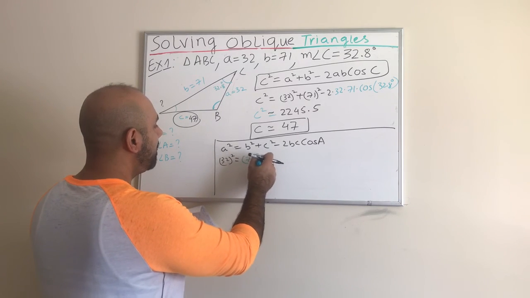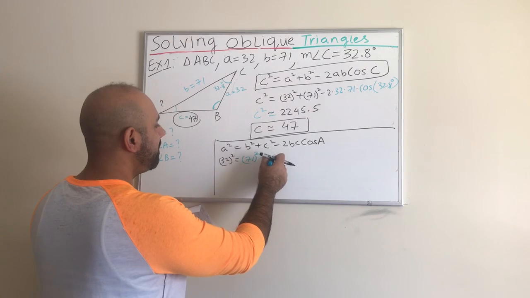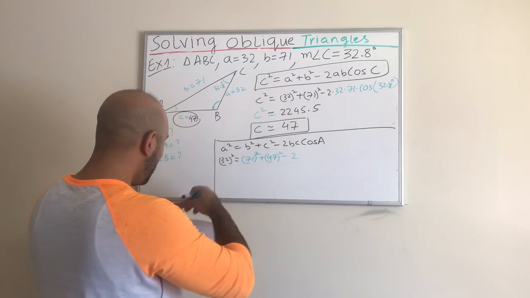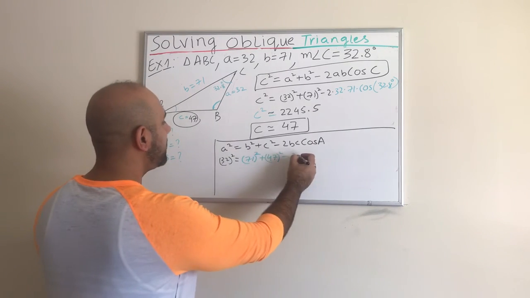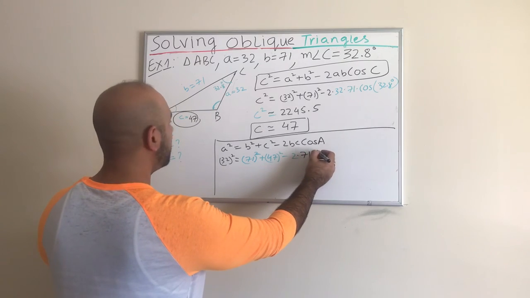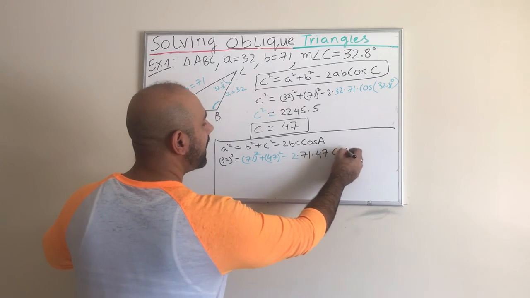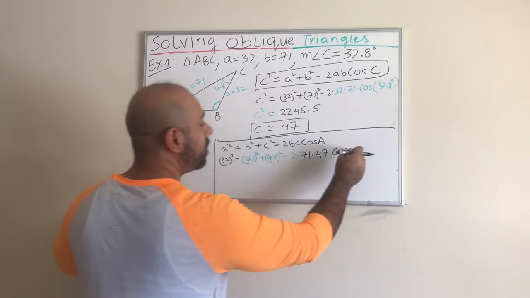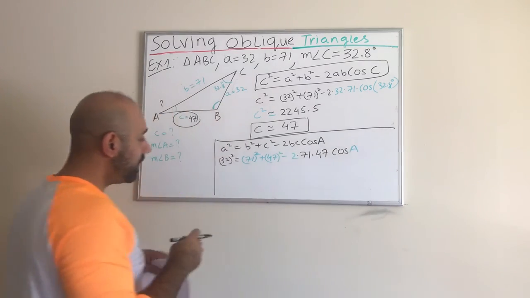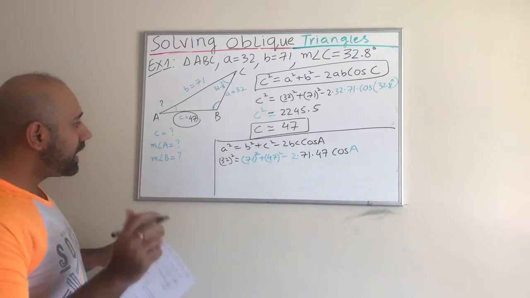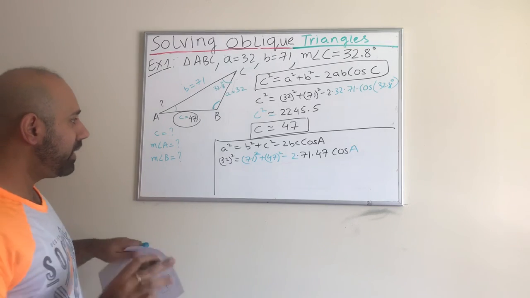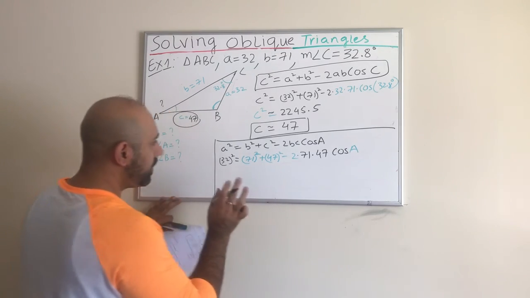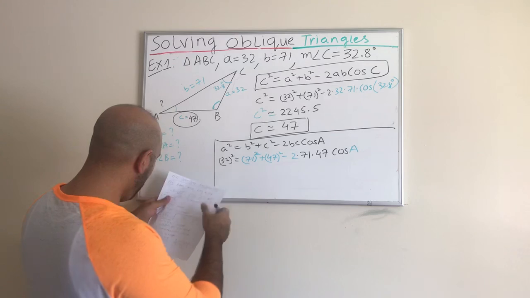71 squared plus C squared is 47 squared minus 2 times B times C, 2 times 71 times 47, and then I have cosine of the angle A, which I don't know, so I can just write it like that, cosine of A. So all I have to do now is, guys, please be careful while simplifying this. Order of operations, we're going to follow those carefully.